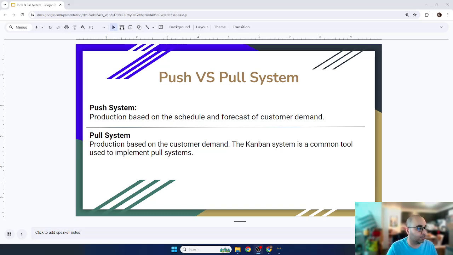While the pull system is production based on the actual customer demand. And the Kanban system is actually one of the tools used to implement the pull system. We're going to use a Flexsim model to show the difference between the push system and the pull system. So let's go to Flexsim.